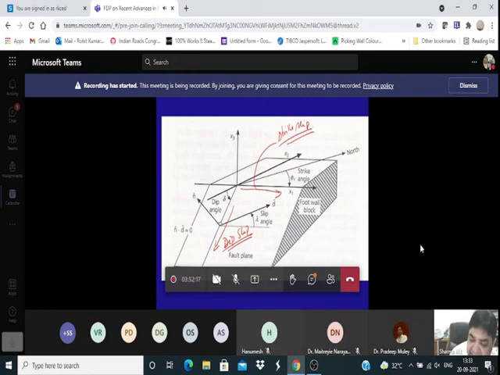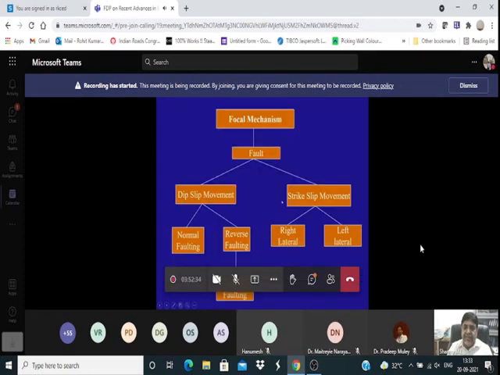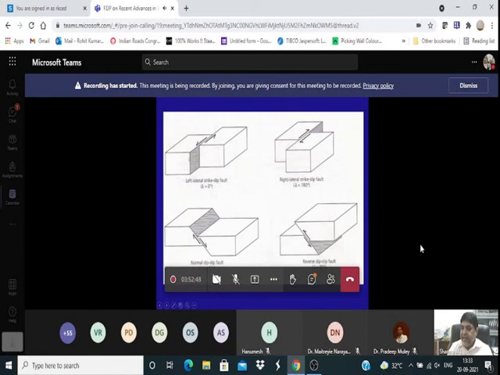Strike slip may be of 2 types, if it is like this, or if it is like this. Dip slip may be going up or going down. So based on the slip, we have the classifications: a dip slip and a strike slip. If it is slipping downwards, then it is a normal fault. Otherwise, it is a reverse fault. And they are just like this.